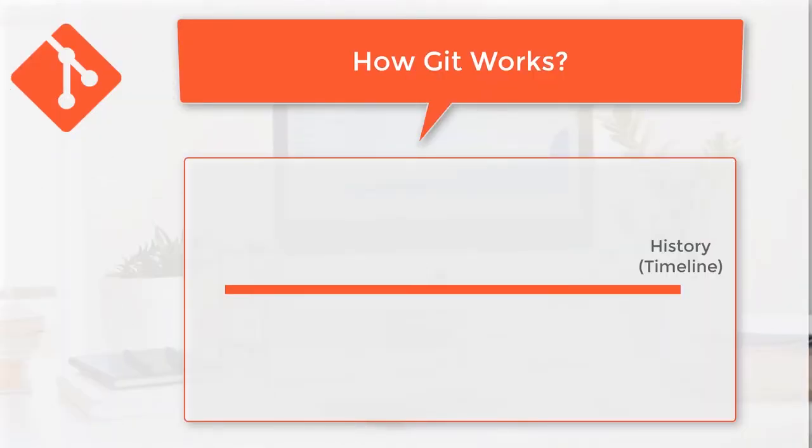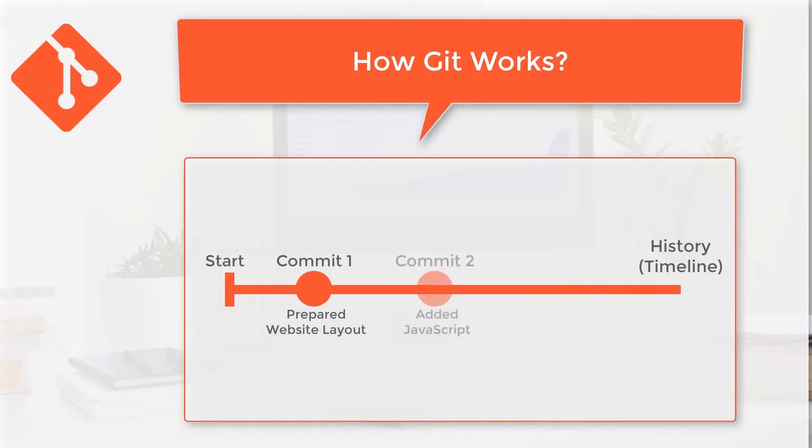Let's say this line represents history, or sometimes it's called a timeline of the development of the project. So imagine that before we take any snapshots or commit something, we are at the starting point. After doing some work, suppose that we want to take a snapshot and save the current state of the project. For that we have to make a commit. After that, let's say we added some JavaScript to our project and made the website dynamic and created another commit. Now we have already saved two versions of our project.